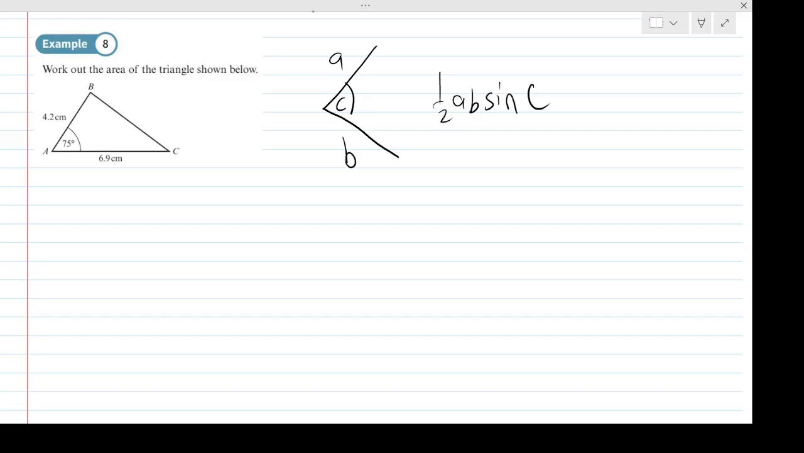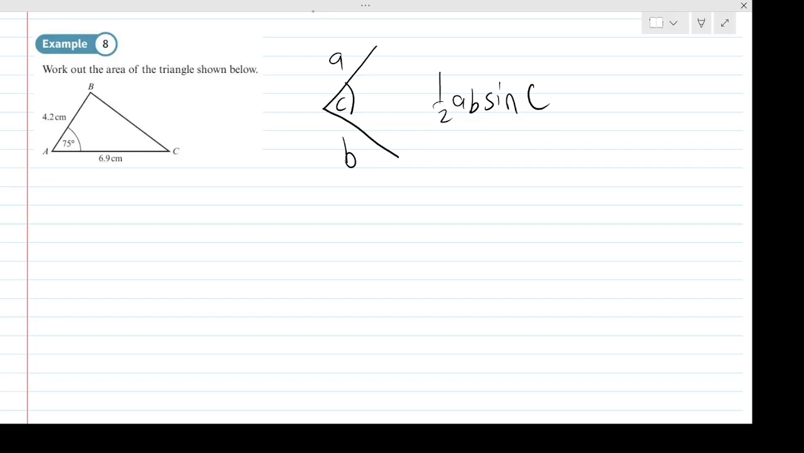So basically, when you want to find the area of the triangle using this formula, you want to look for two sides and an angle between them. And so these are the three numbers we'll be using: the a, the b, and the sine C.